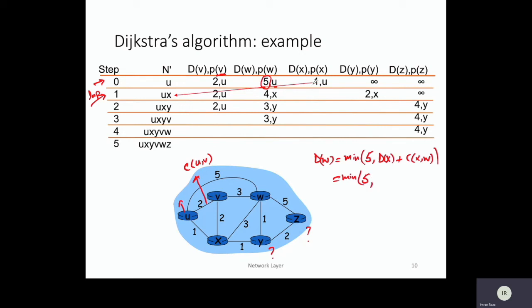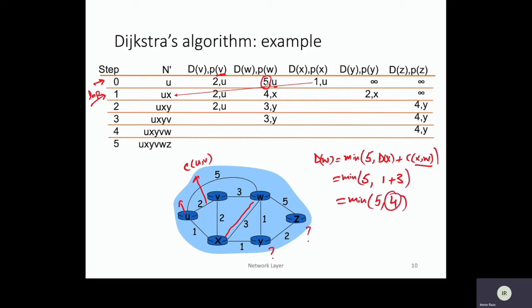What is the cost to reach X? Yes, we know 1. And what is the cost to reach from X to W? 3. How do we know it? Because W is the direct neighbor of X, so this cost is known, 3. So this means we will take the minimum of 5 or 4. So what do you think? Yes, so we have a new least cost, 4.